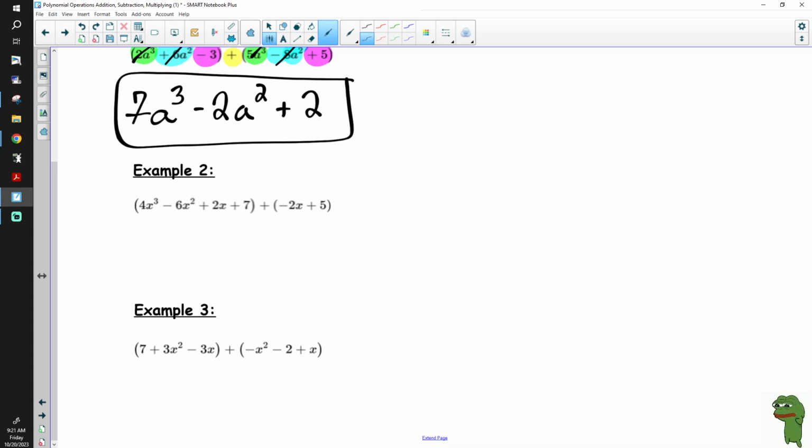Identify your like terms. Is there any other x to the third? No. Any other x squared? That's one. Any other x's? Yes, these can add together. 7 and 5 can add together. Anything that you can't combine, just drop down.